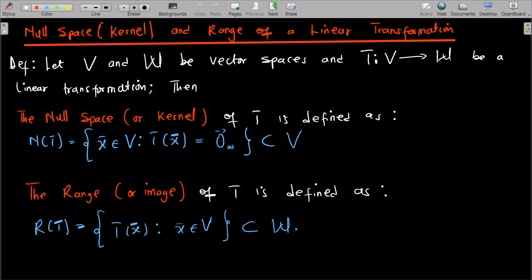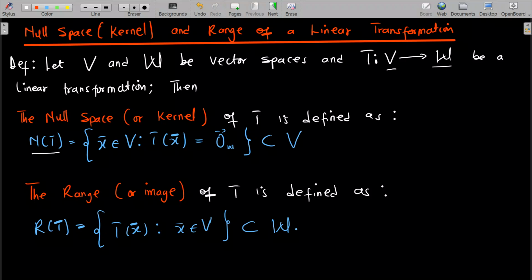Let V and W be vector spaces, and let T such that V maps to W. So you take an element in V, you do something to it, and then it will give you an element in W. Let T be a linear transformation. Then the null space, or the kernel of T, is defined as capital N of T, the set of all vectors.